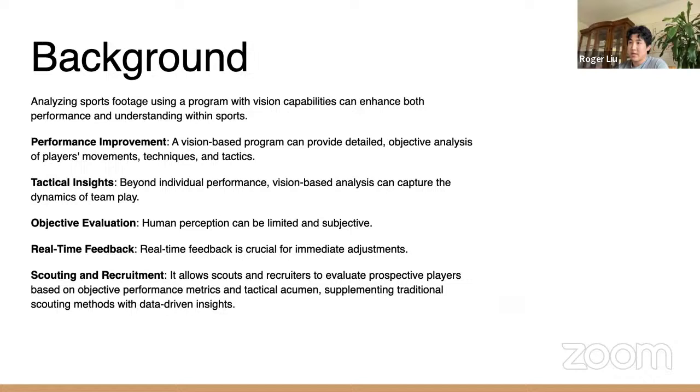In other applications, not specifically this project, you can get real-time feedback, specifically with the model that I'm using. This is crucial because with input from a live stream, you can get real-time feedback. This leads into the last point, scouting and recruitment. If you have objective ways to evaluate prospective players, the evaluation becomes more accurate, and it supplements traditional scouting methods with more data-driven insights.